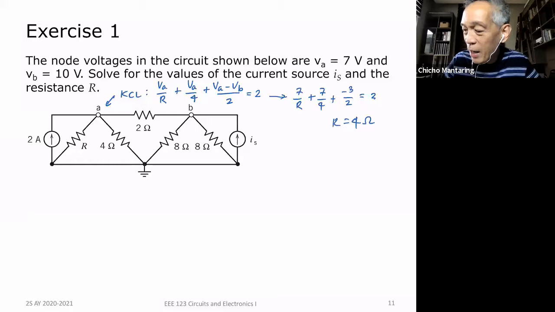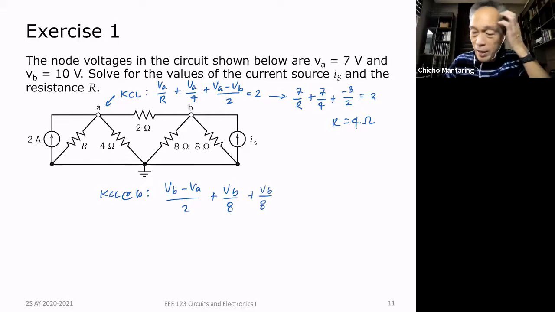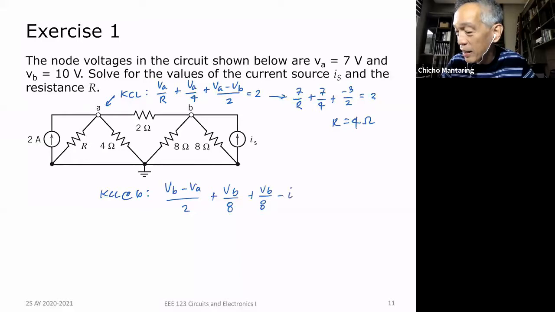So what is KCL at B? KCL dito, okay? That's VB minus VA over 2 plus VB over 8, okay? And then you have another VB over 8. Actually, yung dalawang 8 naka-parallel, no? Plus VB over 8 again. You have, the two 8s are in parallel. Okay. Plus or minus IS is equal to 0.